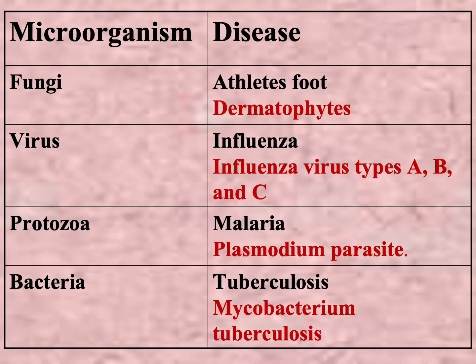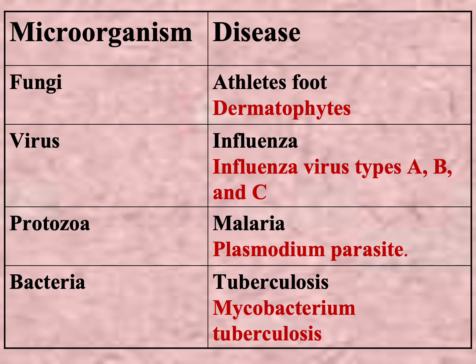Let us learn about some of the diseases caused by some microorganisms, and we'll see what those diseases are called and their causing agents. The very first one is the fungus. Fungus causes a disease called athlete's foot, and the fungus which causes this disease is called dermatophytes. Virus causes the disease influenza. Influenza is caused by the virus named virus A, B or C. There are certain types of influenza virus.